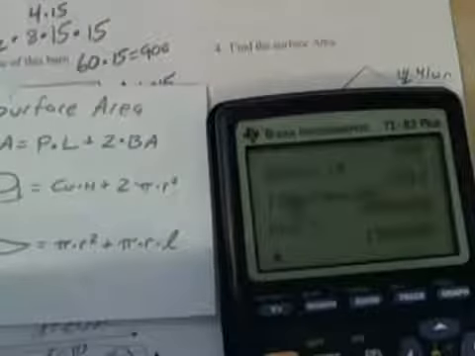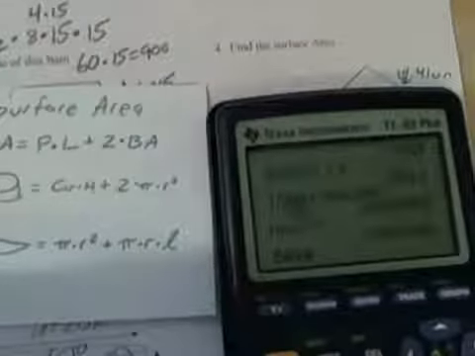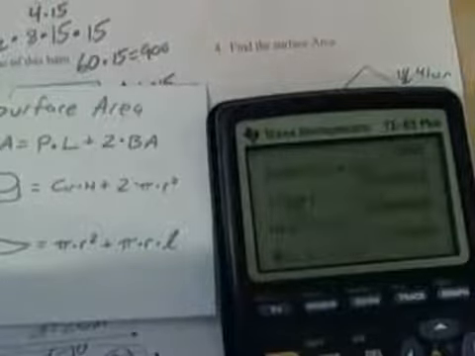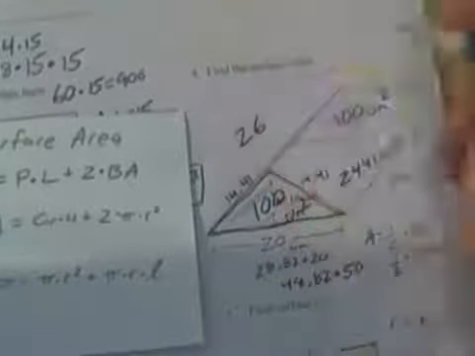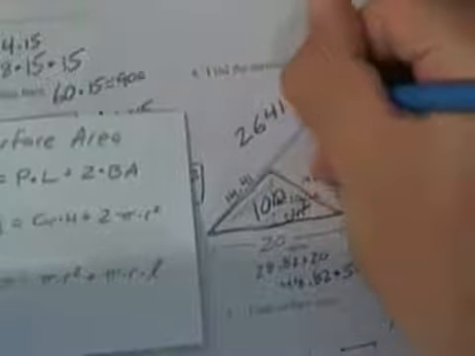Use a calculator for that. And we have 48.82 times 50, and we have 2441. So this would be 2441 units squared, plus 100, plus another 100, for a total of 2641 units squared. And that's our answer right there for the surface area of this triangular prism.